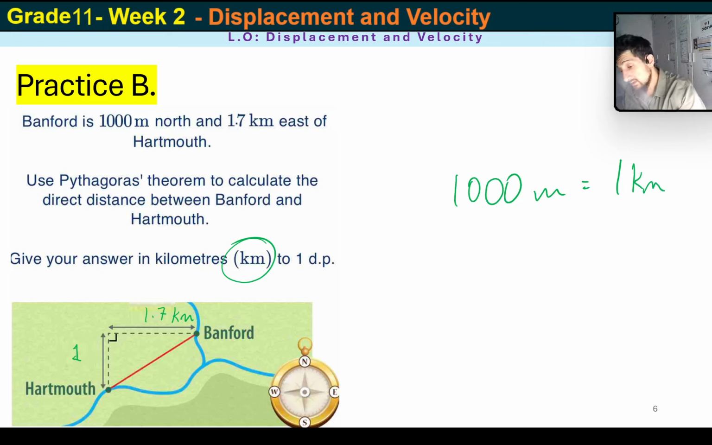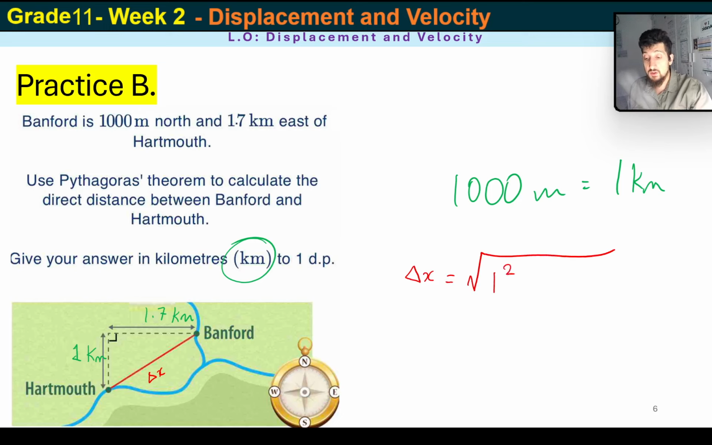Okay, so now that I have my units sorted, I can work out the displacement, which I'm going to use red for. So that's the displacement, or I can use delta x, which I really like using because it makes sense. It's like the definition. Delta x, the final x minus the initial x, the final position minus the initial position. So can I work it out? Of course I can. All I need to do is realize that delta x is going to equal the square root, don't forget the square root, of 1 squared plus 1.7 squared.